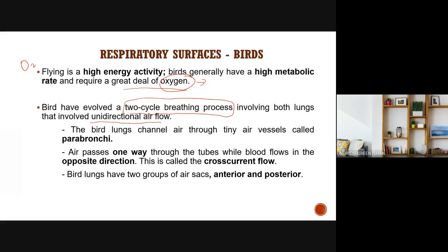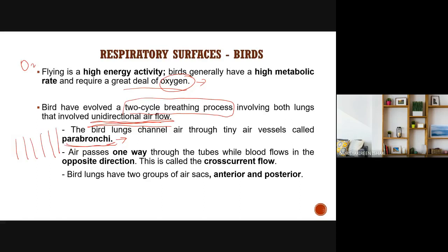Okay, nanti kita tengok airflow dia. The airflow must be in one direction, one direction. Okay, kita tengok flow dia nanti kejap lagi. So the bird lungs channel air through tiny air vessels called the parabronchi. So inside the lung of the bird, they have parabronchi. Parabronchi are air tubes.